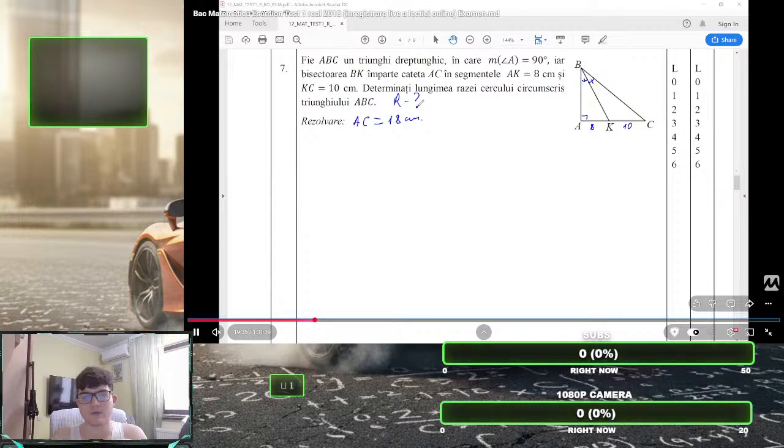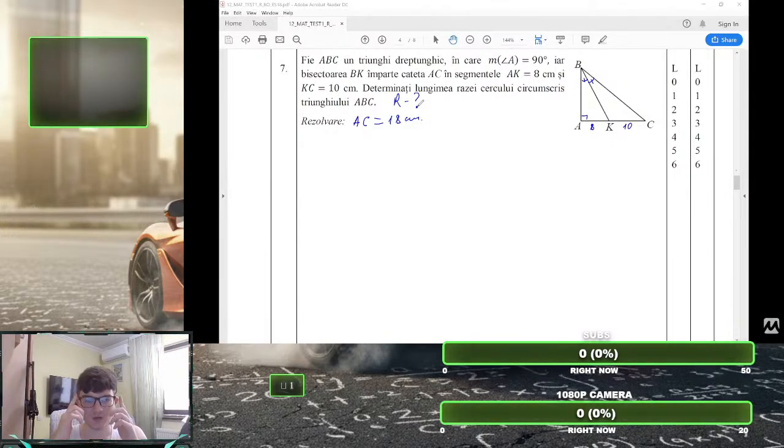We have this geometry problem right here. This triangle ABC. It is 90 degrees in A. And BK divides AC. And BK is like that kind of line that splits B into 2 exactly the same angles. So ABK is going to be the same as KBC in terms of angles. That is also displayed in the drawing. AK is 8, KC is 10.